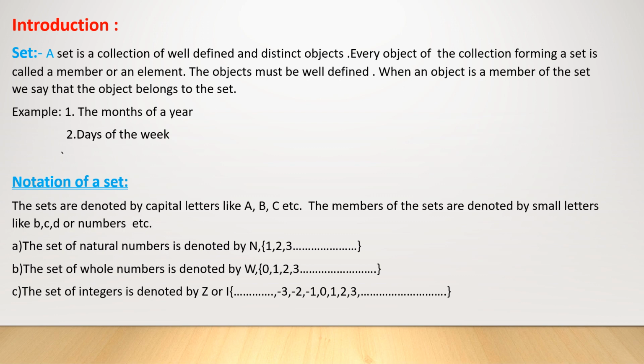The set of natural numbers is denoted by capital N, and natural numbers start from 1, 2, 3 and go up to infinity. The set of whole numbers is denoted by W, and it starts from 0, 1, 2, 3 up to infinity. The set of integers is denoted by capital Z or capital I. It includes all the negative numbers, 0 and all the positive numbers.